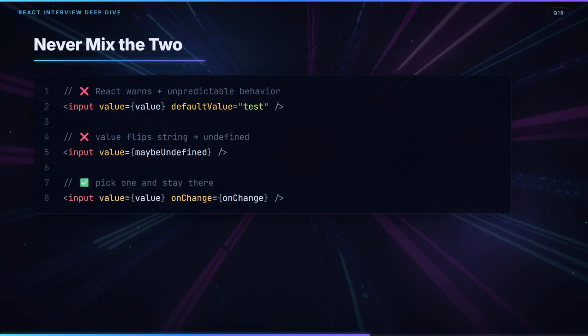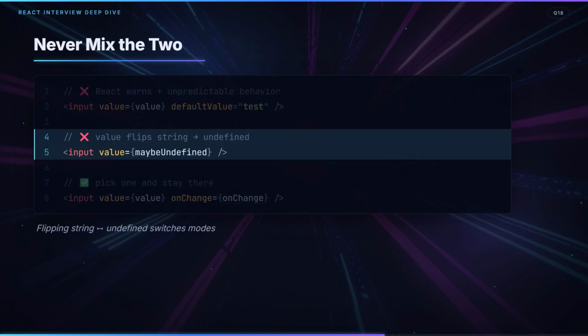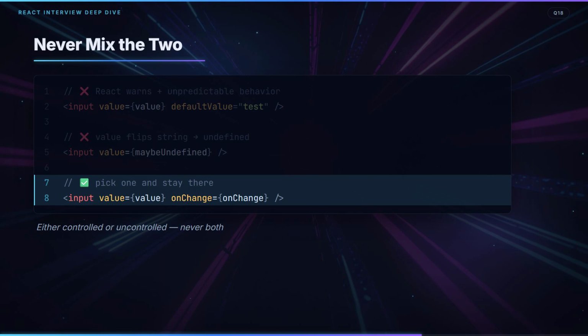Now the classic bug. Never mix the two on one input. Passing both value and defaultValue, or letting value flip between a string and undefined, makes React warn and the input behave unpredictably. defaultValue is read-only on the initial mount. An input must be either controlled or uncontrolled, pick one and stay there.